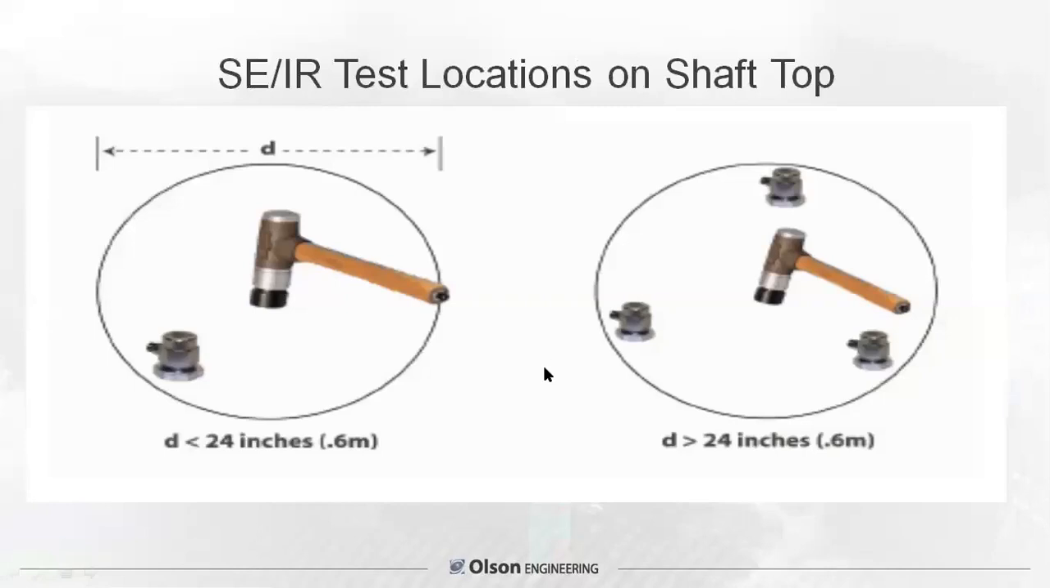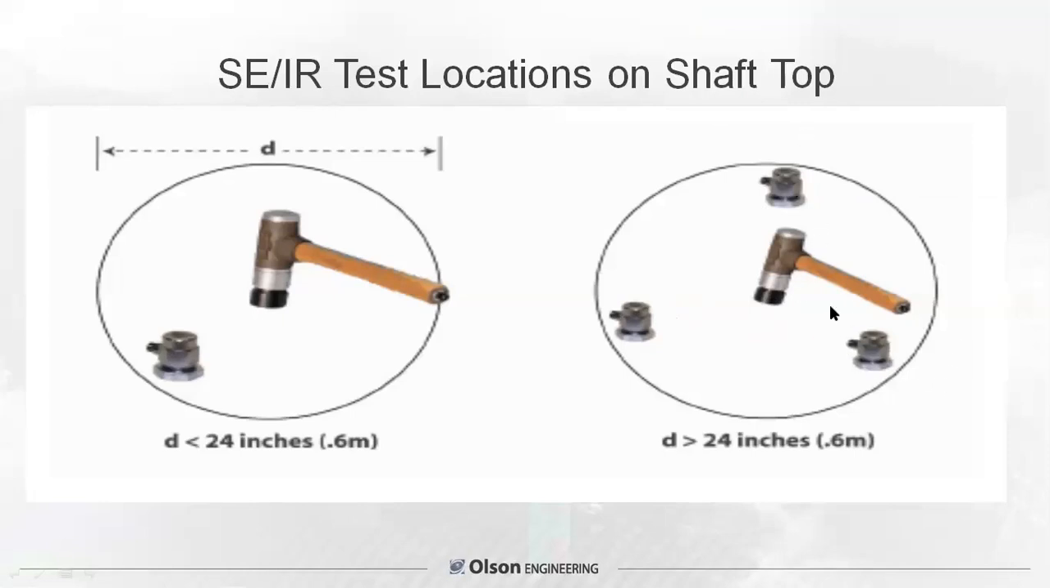One thing I should point out, if you're familiar with the ASTM standard for SEIR testing, they do want, for larger diameter foundations, testing to be done at a minimum of 3 locations around the perimeter of the foundation top. For smaller foundations, a single test location is adequate. The reason we like to have 3 locations is that if there's a shallow defect, say in the top 2 or 3 feet of the foundation, you may not see it. Imagine a 6-foot diameter shaft, your accelerometer is over here, your defect is in the third of the shaft over here.